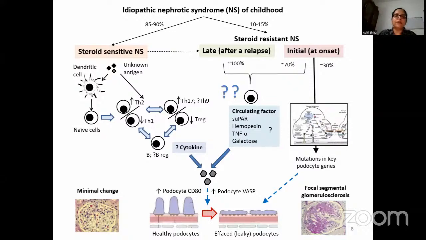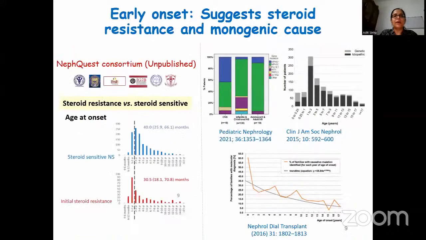And these mutations would affect the actin cytoskeleton or slit diaphragm or the basement membrane interactions in such a way that proteinuria happens. And this obviously would not respond to immunosuppression. It is important to recognize this fraction. Now, how do we know who this patient is who has a monogenic cause and requires genetic testing?